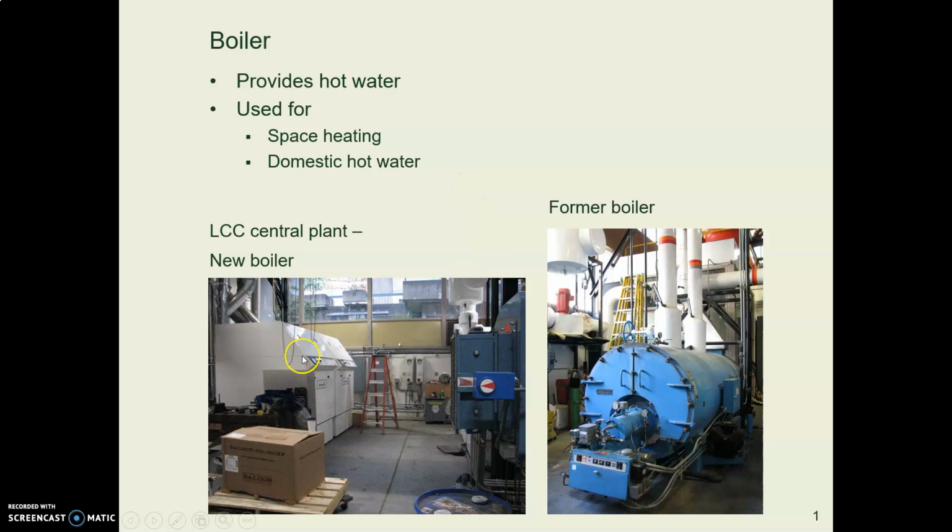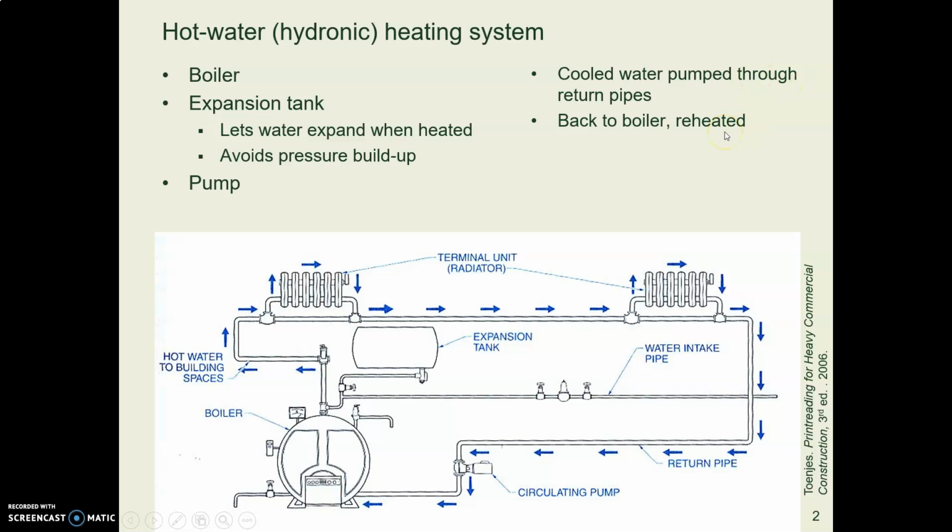So the boiler heats water, and we use that for hot water, domestic hot water, like comes out of your faucet, and for heating our buildings. And the hot water goes through a heat exchanger, essentially a radiator, inside the air handling system. It's like a radiator in a car.